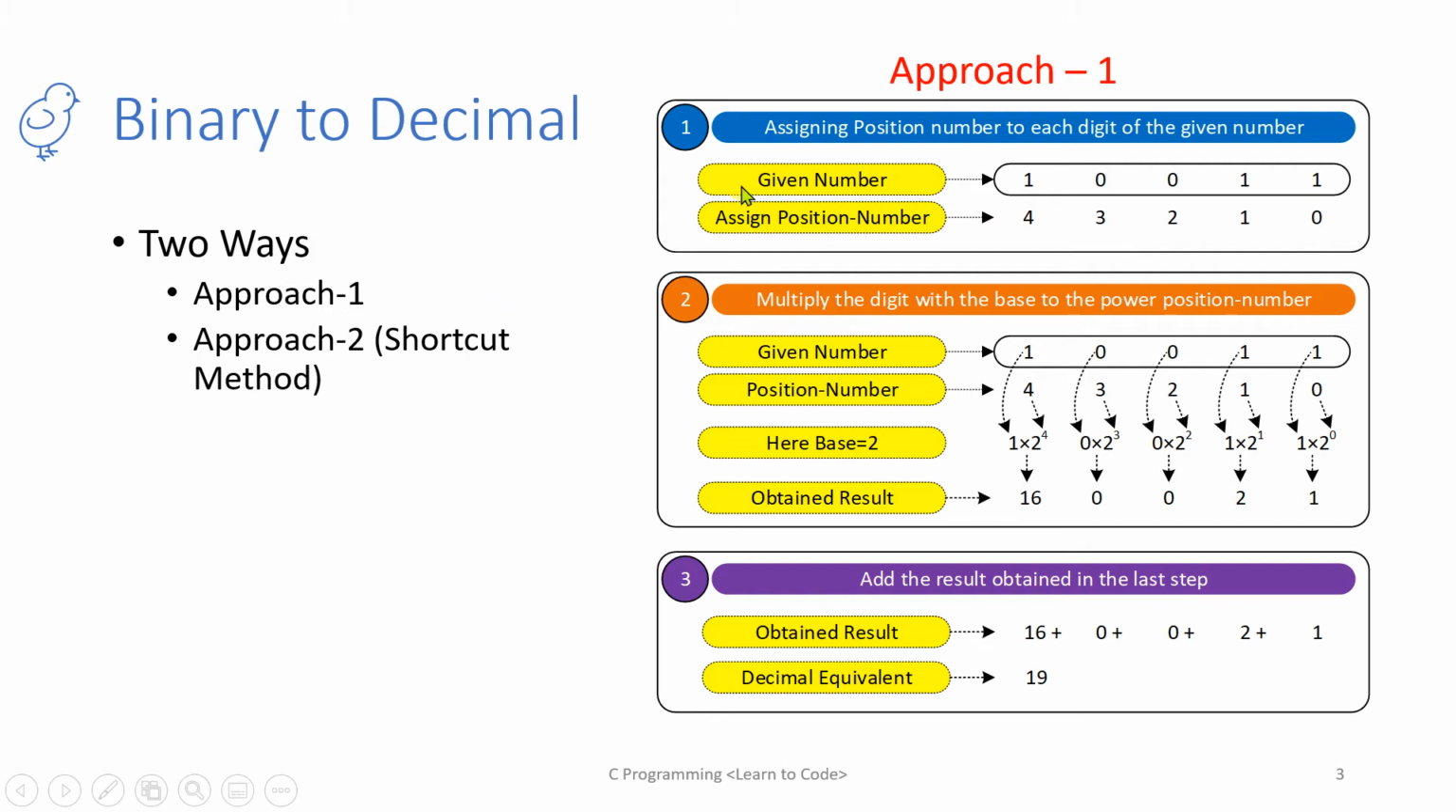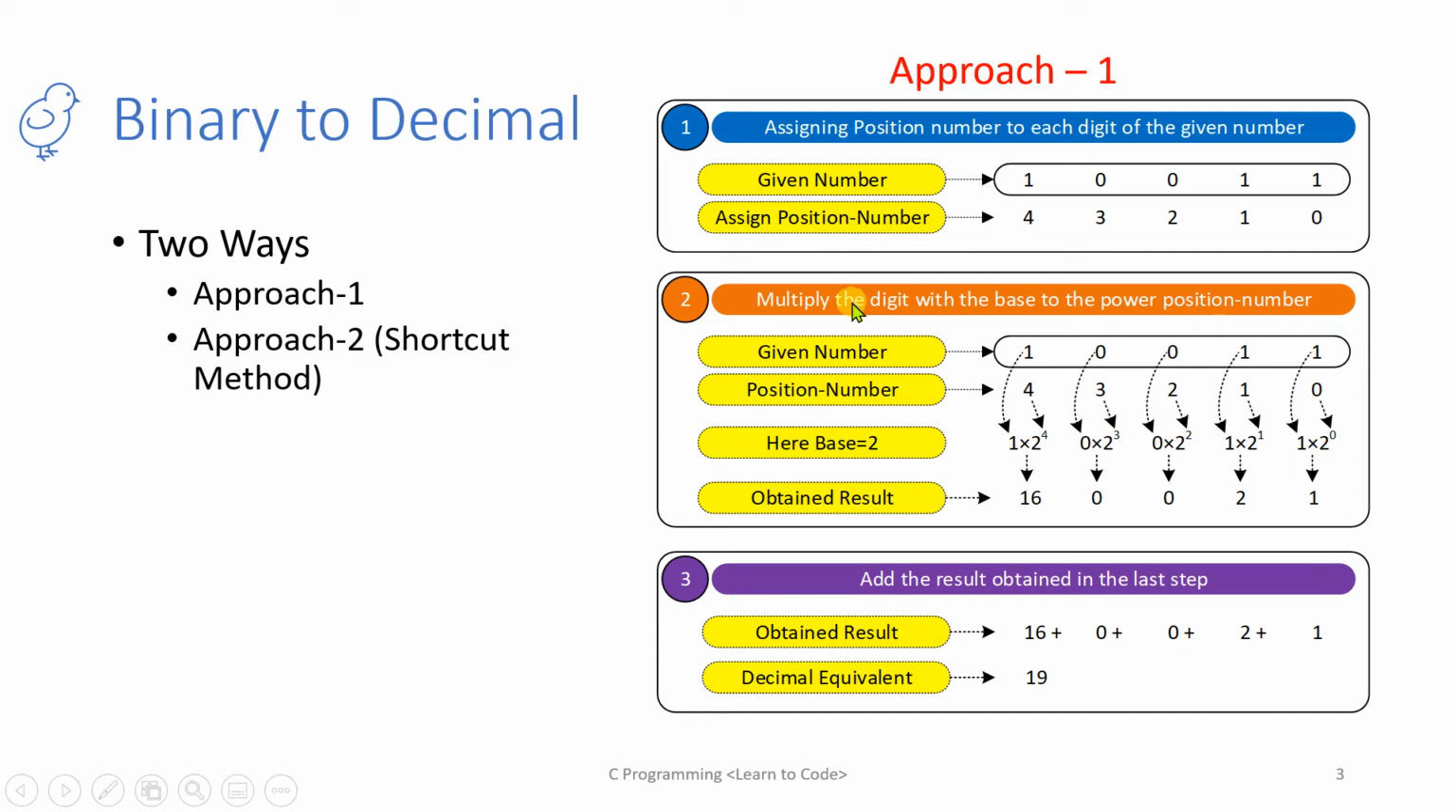Suppose the binary number given to you is 10011. This is the binary number and you are asked to find its decimal equivalent. In approach 1, you have to assign the position numbers. If you remember, I always assign the positions from right to left starting from 0. So this is the 0th position, 1, 2, 3, 4. These are the positions I have assigned to these digits. This is the first step.